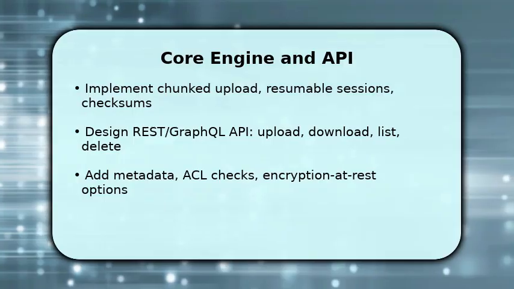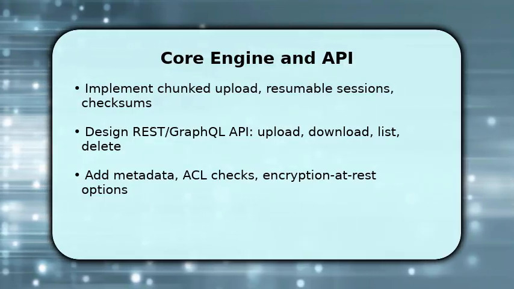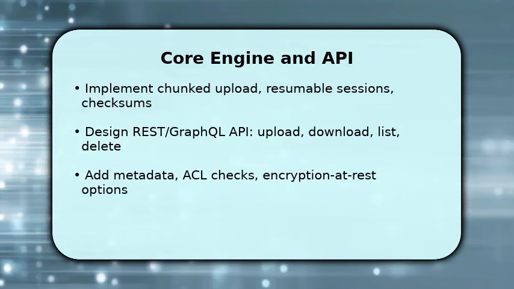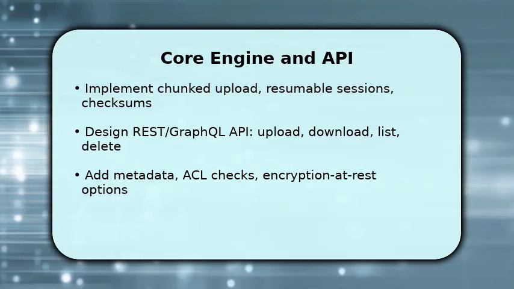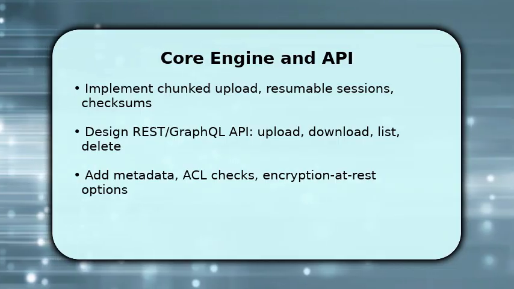You now implement the core, chunked, resumable uploads with server-side checksums and idempotency keys so clients can recover from failures. Build the API endpoints for upload, download, listing, and deletion. Once done, wire authentication and ACL checks into each operation.